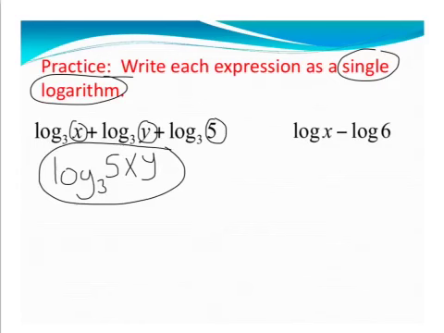Alright, for this next one, since it's subtraction, we're going to have a division problem here. So we're going to have log of x divided by 6. And since there's no number like log base 2 or log base 3, if there's no number, we know that it's just log base 10. So log base 10 of x divided by 6. Because it's subtraction, it becomes division when we condense it into one log.